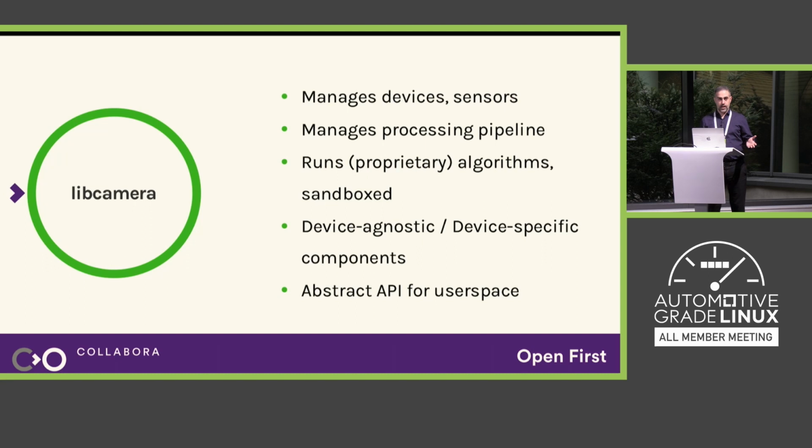It also has the ability to run algorithms, which sometimes are proprietary, and that is something that camera vendors sometimes want to keep proprietary. Because it might be proprietary, there is a system that can run all these algorithms in a sandboxed way to protect the rest of the system from potentially dangerous code. And all of that comes to user space using an abstract C++ API.